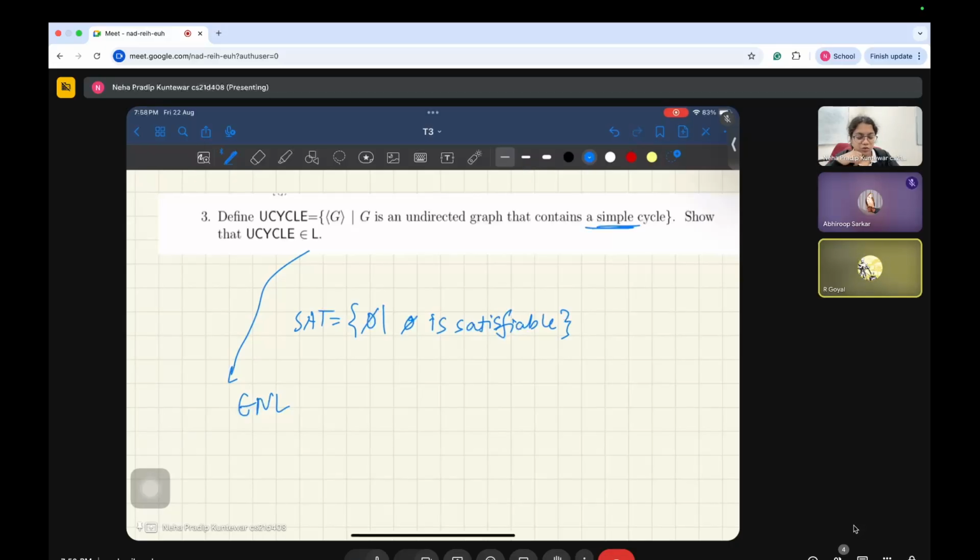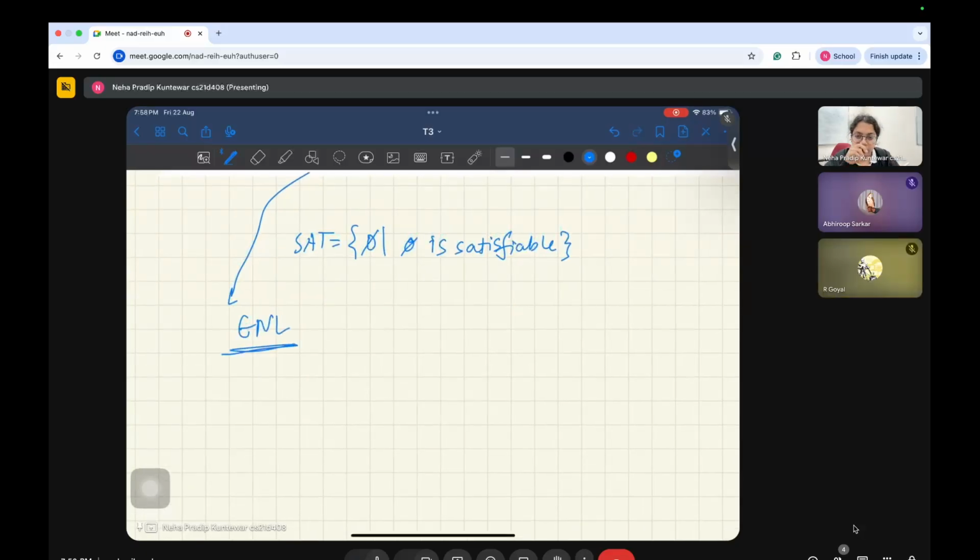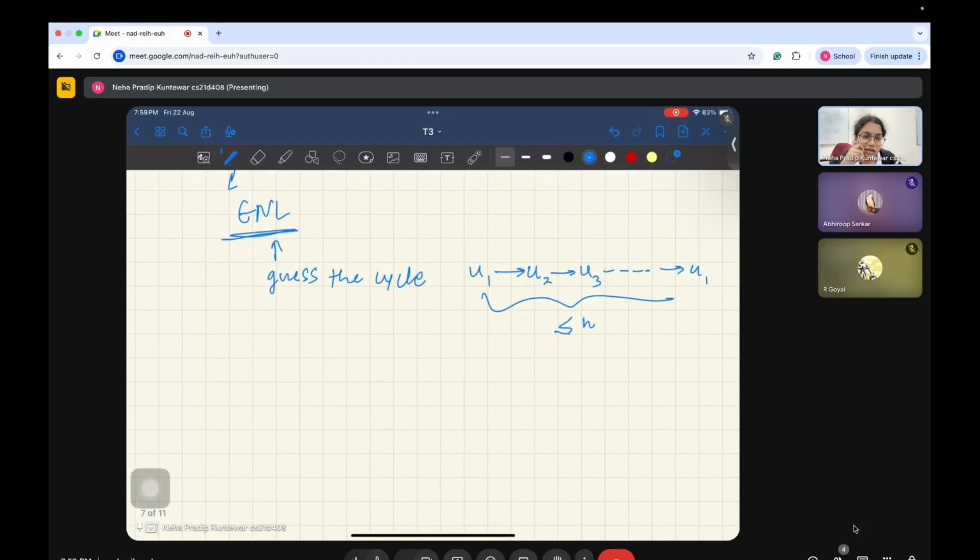Good, exactly. So here the non-determinism comes very handy because I can guess the cycle. It will tell me, okay, you start with the vertex, I'll call it u1, and then from here you go to u2, you go to u3, and so on, and eventually it will take me to u1. And the length of this is, like you said, bounded by n. It's a simple cycle, so it can use at most n vertices.